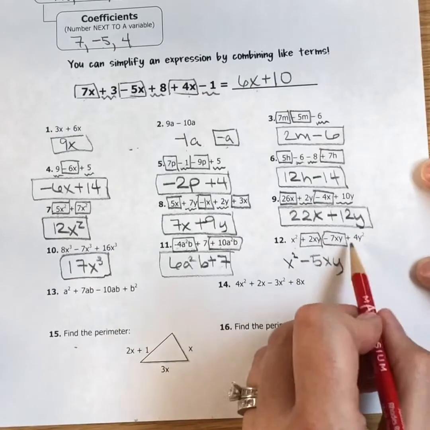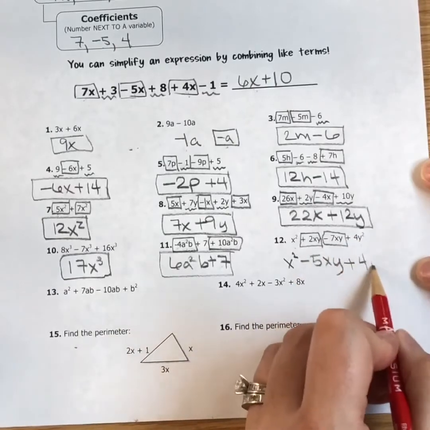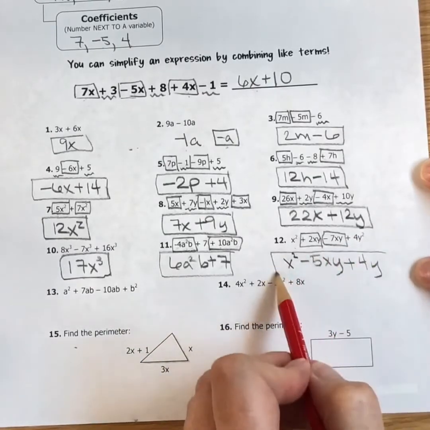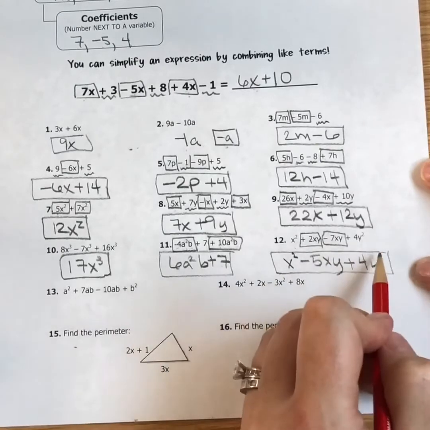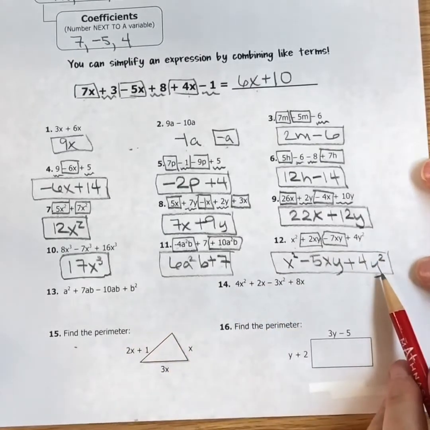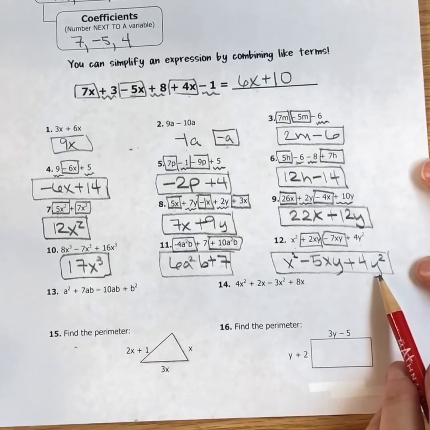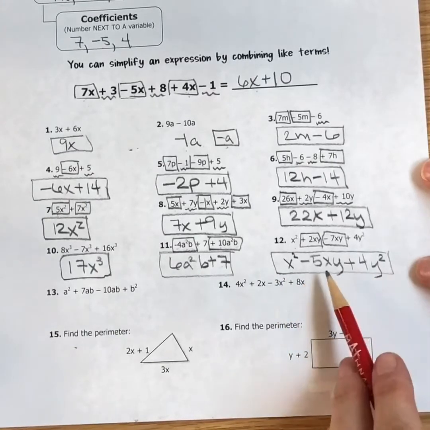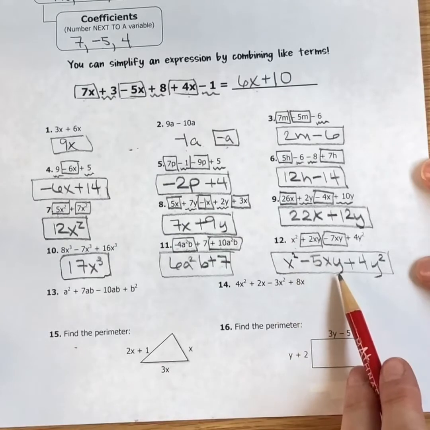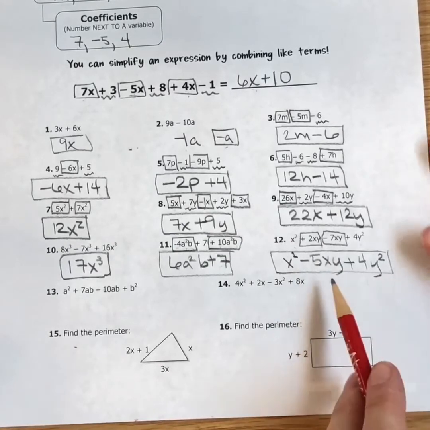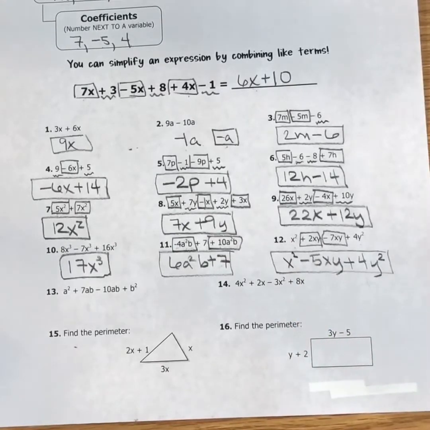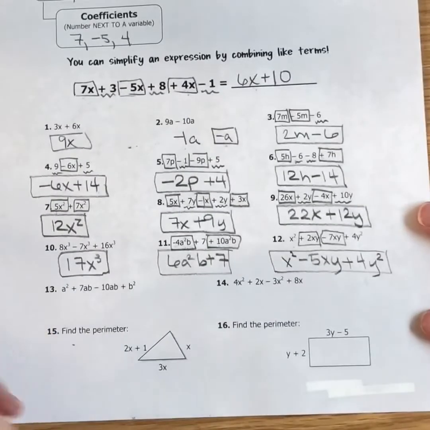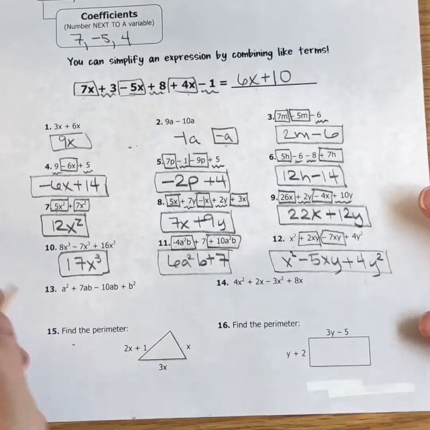And since there's no other y squared, we just copy the plus 4y squared at the end. And again, oops, I forgot the exponent. The reason why the y squared goes last is because we had to use up all the x's first, because alphabetically all the x's come before the y's. We'll get more practice with that when we do polynomials.